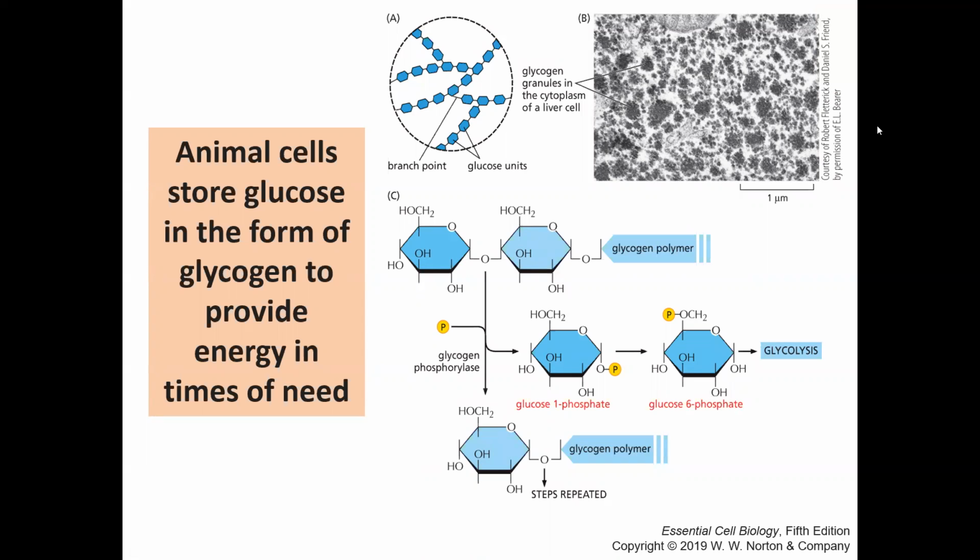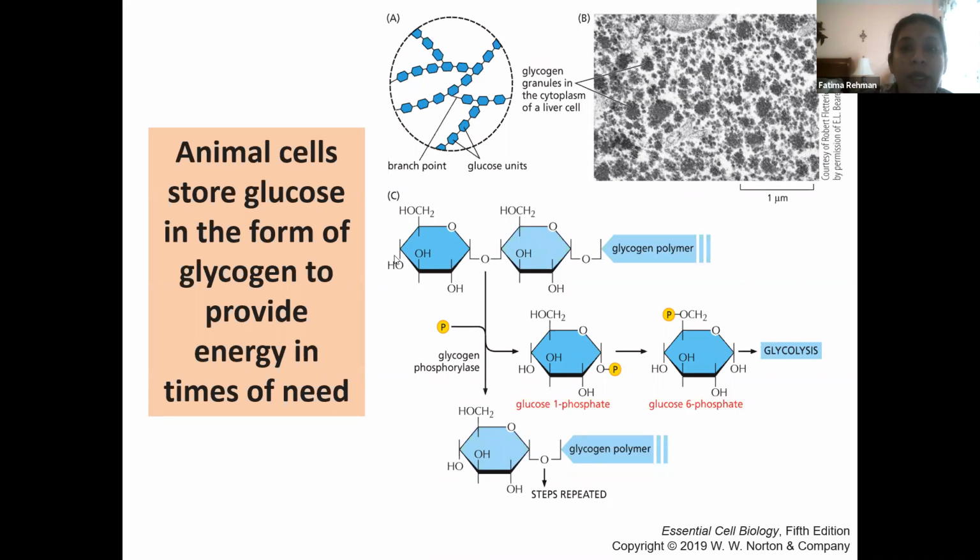Okay, so now let's talk about how we utilize those storage molecules that we have in our body as energy. Animal cells use glucose in the stored form, which is glycogen, essentially a large polymer, a polysaccharide chain made up of several glucose molecules joined together. These are stored in granules in the cytoplasm of our liver cells, as well as in some other parts of our body.